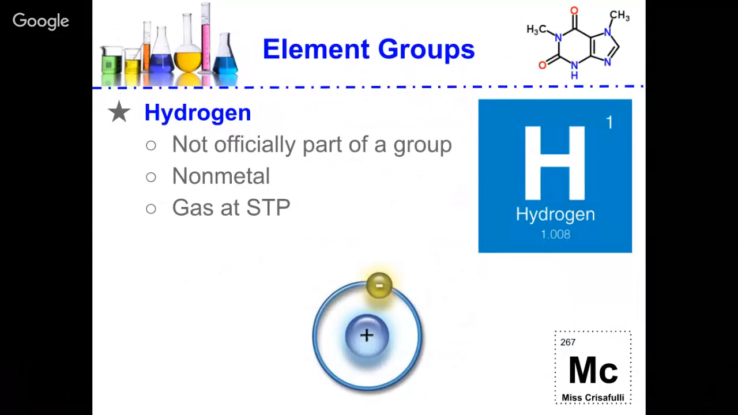And then the last one we're going to talk about, hydrogen. Hydrogen is not officially part of a group. It is a nonmetal and a gas at STP, or standard temperature and pressure, but it's located in group 1 because it has one valence electron in its outer shell.